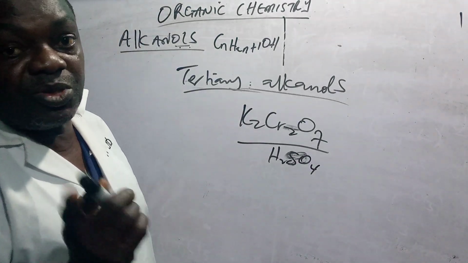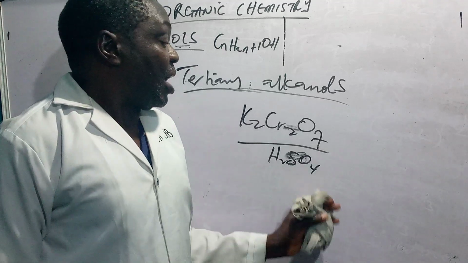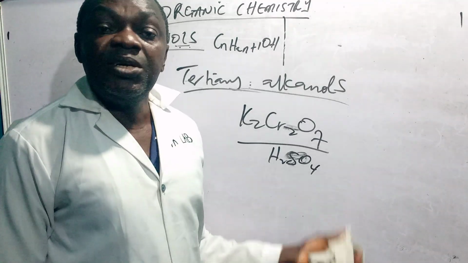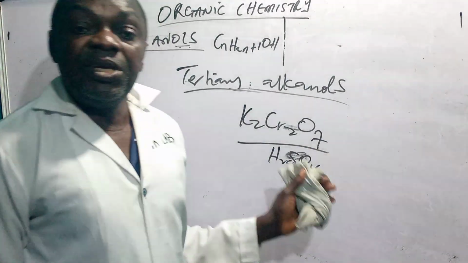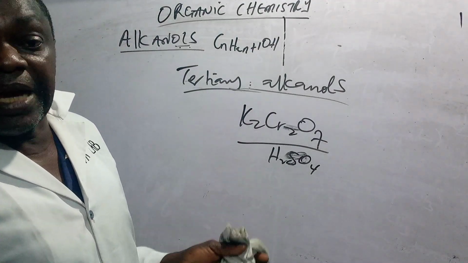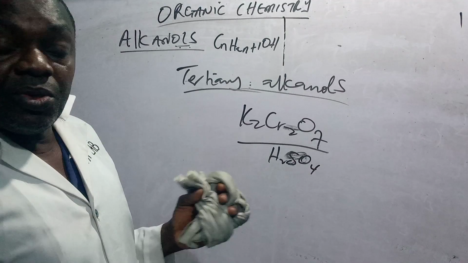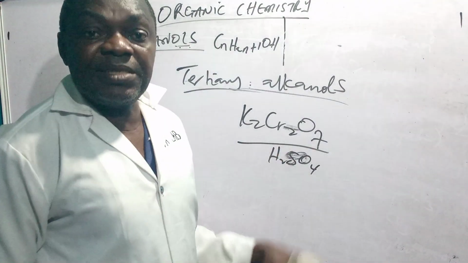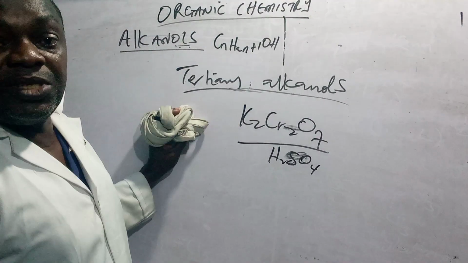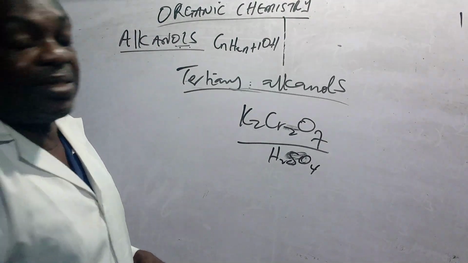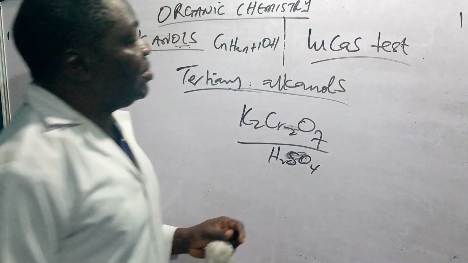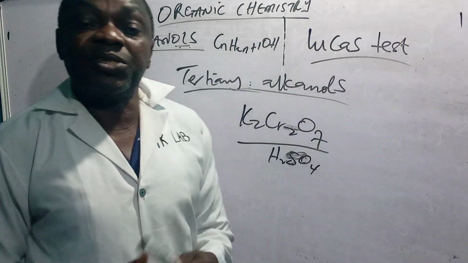This question is usually asked in most examination bodies. Then again, you can also oxidize secondary alkanols because they have an available hydrogen. If you oxidize a secondary alkanol, it will produce alkanone. But tertiary alkanols, because you have alkyl groups on all sides, have no hydrogen available, so they will not be oxidized. And remember, to carry out tests to distinguish these alkanols, we use the Lucas test. It's actually a solution of zinc chloride in concentrated HCl.